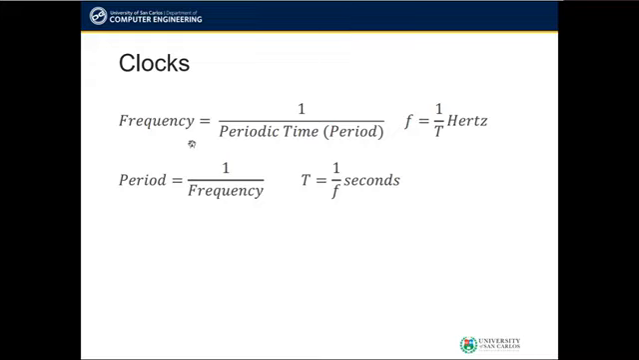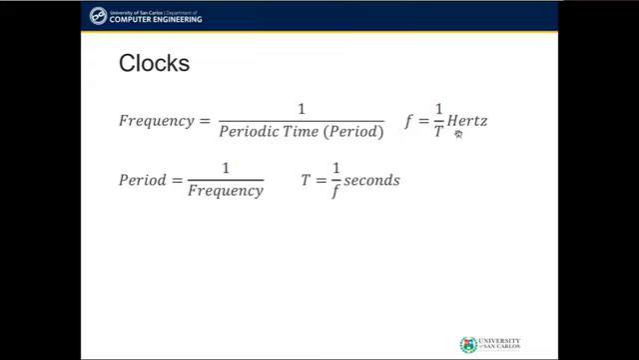Frequency refers to how often a particular task is performed per unit of time. With regards to a clock or clock generator, frequency refers to how many periods it could generate per unit of time. Frequency can be mathematically expressed as 1 over period, or 1 over T. T here is again the period. The unit for frequency is Hertz, which can be abbreviated as just Hz.